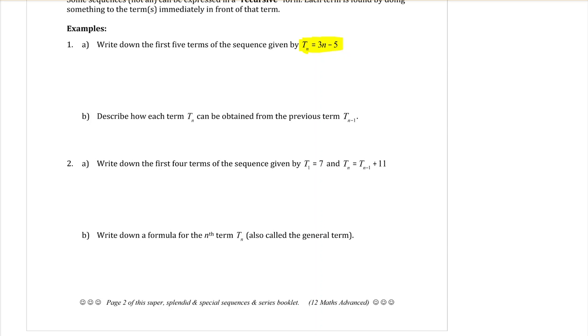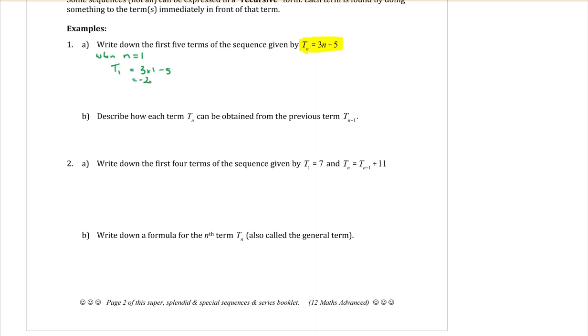To be thorough, I'm going to show a little bit of working out for the first ones, but you'll probably find pretty quickly you'll start to minimize that. So the first thing I'm going to do is sub in n equals 1. That means T1, the little subscript 1 meaning first term, equals, I'm just replacing the n in that equation with the number 1. So 3 times 1 minus 5, and that of course equals negative 2.